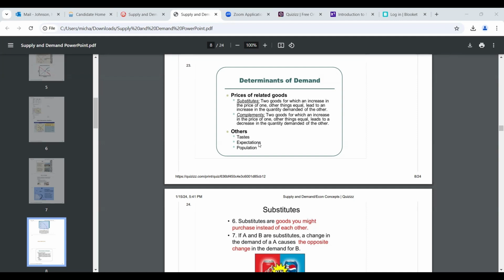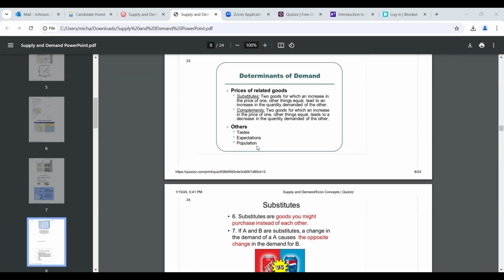And then taste, expectations, population. So tastes are a big thing. Sometimes people's tastes change. Maybe they don't like a product so much anymore. Maybe they shift their taste to another product. So the quantity demanded will go down for that product while the quantity demanded goes up for another product. Population, maybe the preferences of the population change.